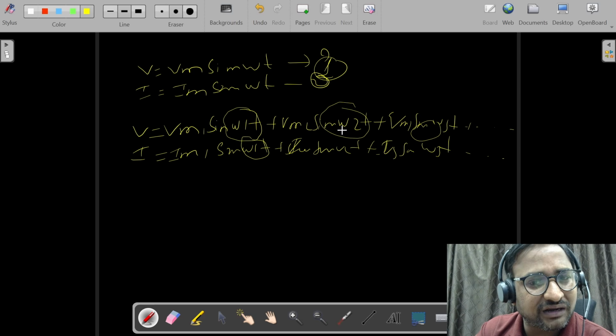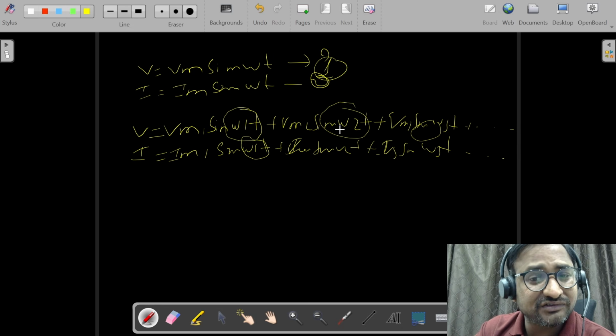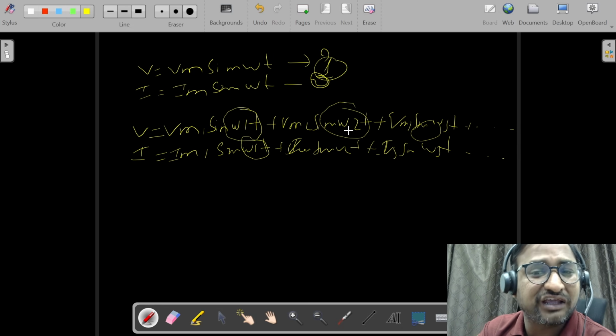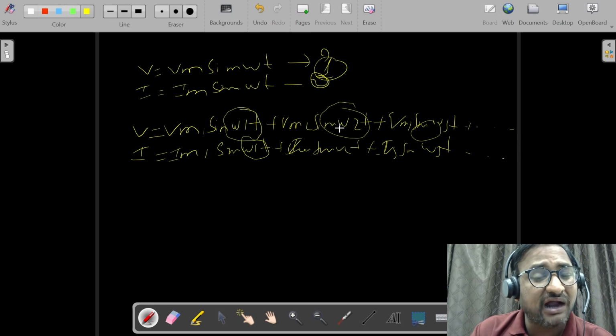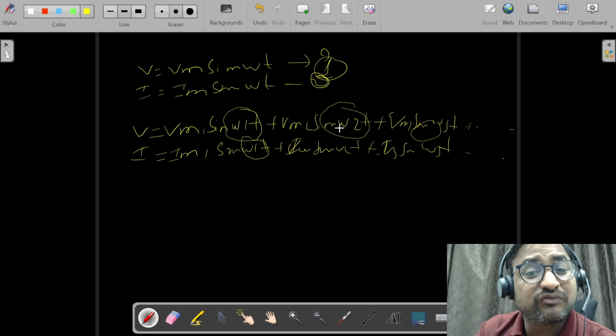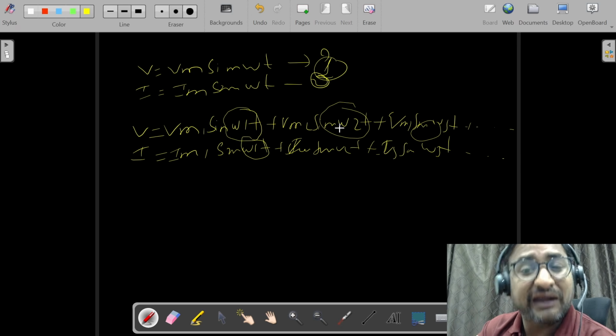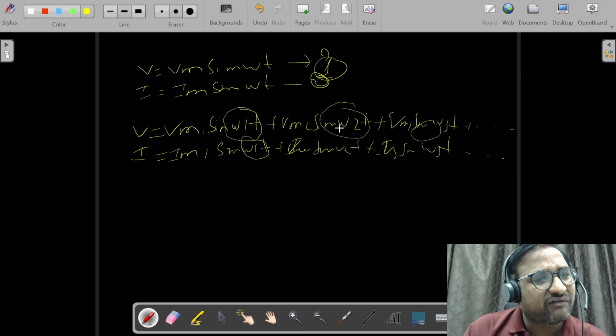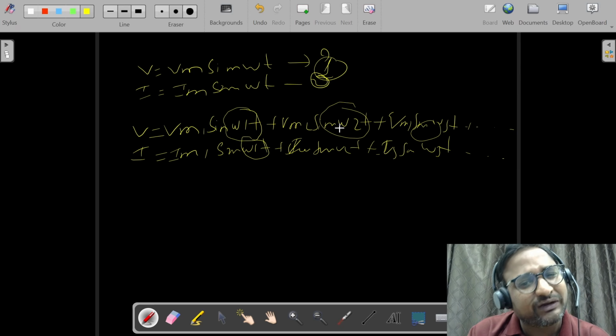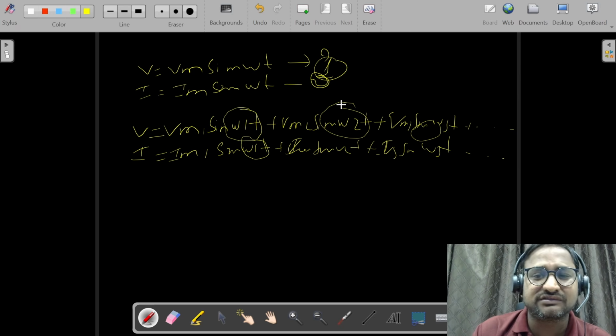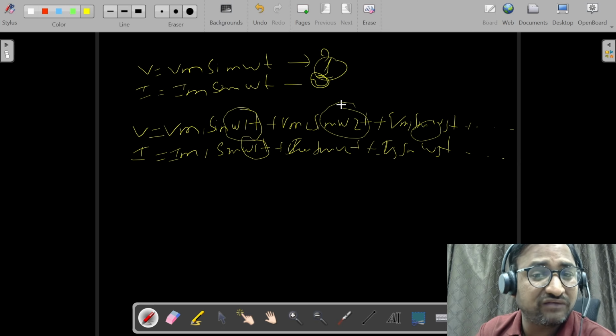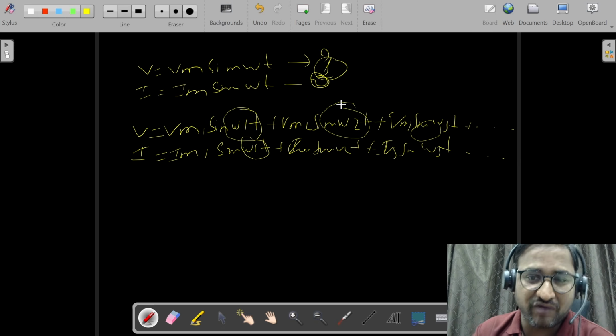Those frequencies are responsible for the losses present in the system. They are responsible for the reduction of the efficiency of a machine, and for heavy losses like copper losses, hysteresis losses, and eddy current losses. So our final agenda is to remove these unwanted frequencies. How can we remove these unwanted frequencies? I'll explain in a while.